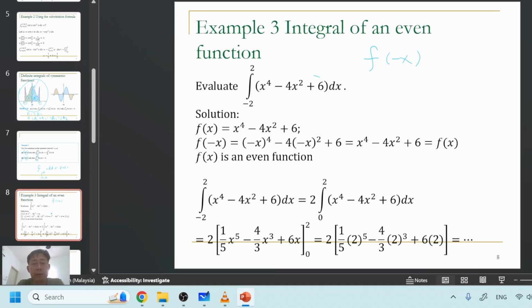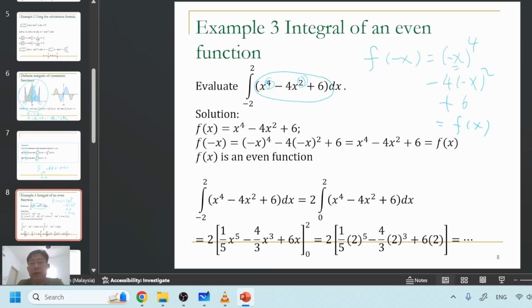To check whether a function like this is even or odd, what you do is you try to evaluate the function at minus x. So you replace all the x in the expressions of the function by minus x. Then you have these expressions plus 6. Now since the powers in the integrating function are all even powers, replacing x by minus x does not cause any change in the values of the function. So here you get exactly the same as f of x.